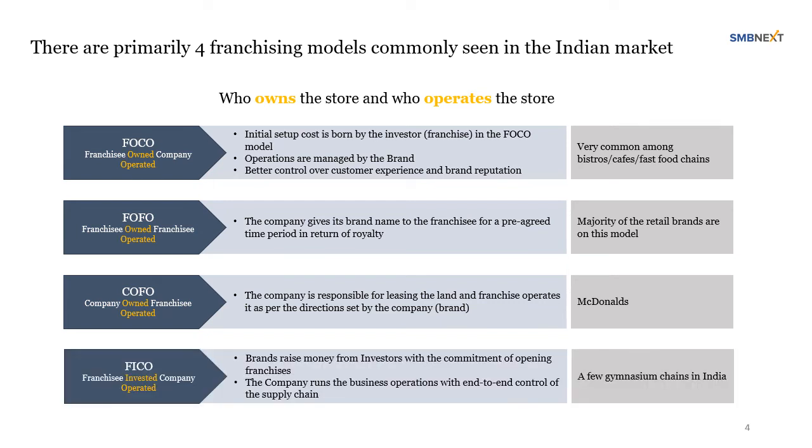The fourth model is the FICO model. FICO stands for franchisee invested and company operated. Now this is a pure investment proposition for the franchising partner. The business partner is merely an investor in the company. They don't run the store, they don't operate the store, right? They are merely investing in the brand. That is what FICO means. We have seen a few gymnasium chains in India that are on this particular model. So these are the four commonly seen models under the franchising business.